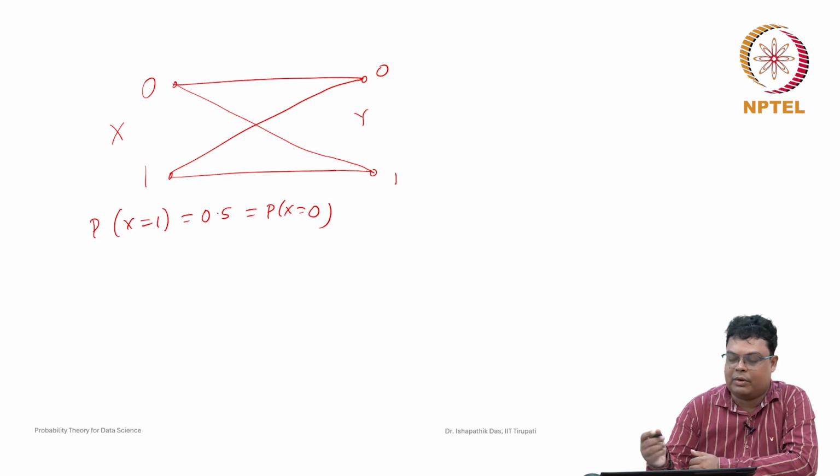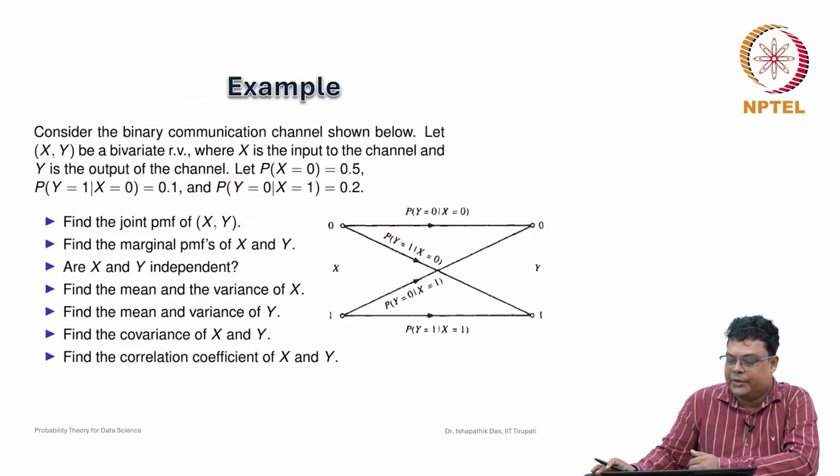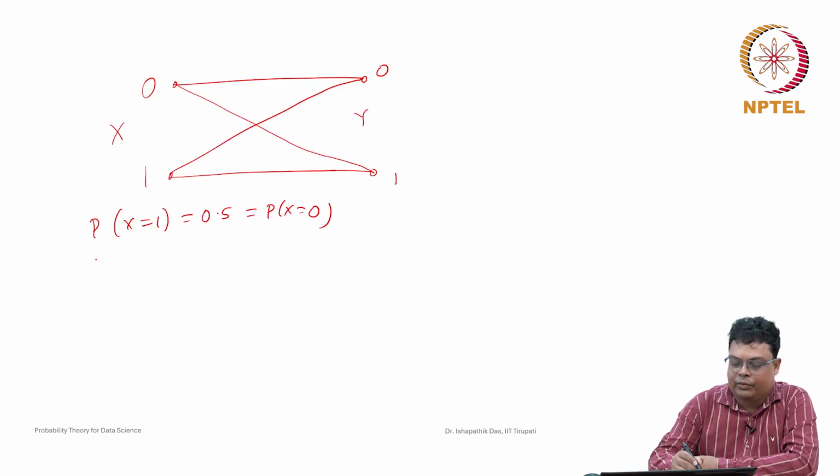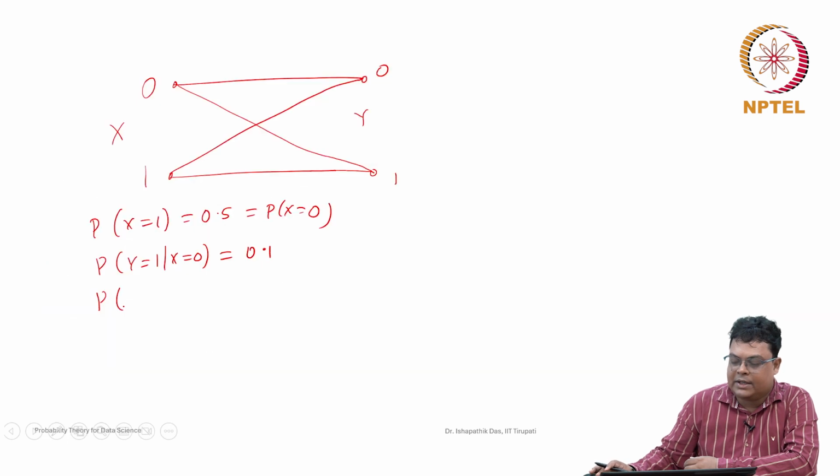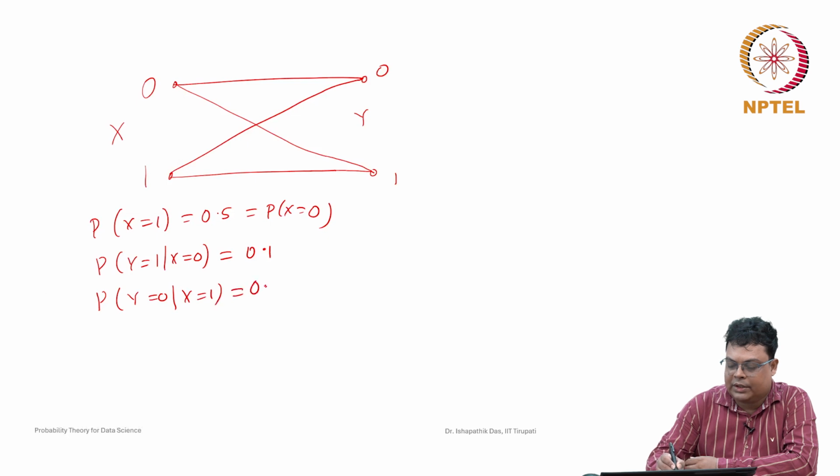It is like an unbiased coin you are tossing, that is why both sides have the same probabilities. Now, whenever x is 0, that means it is off, y can be on also. So, the probability that y is equal to 1 given x is equal to 0 is some probability also, this is 0.1, this is given. And the probability that y is equal to 0 given x is equal to 1, this is 0.2.